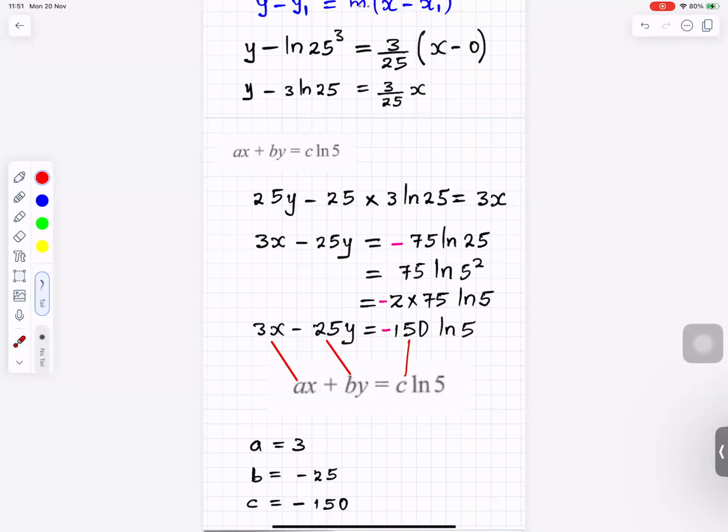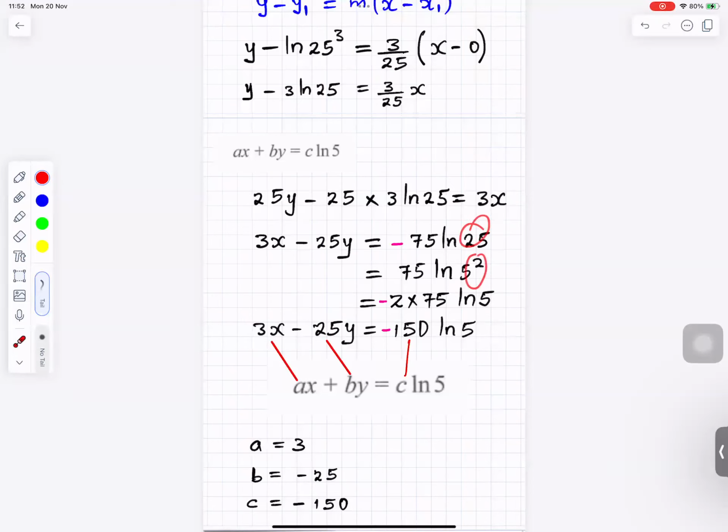And then you can rearrange it now. You multiply by 25, you get this next expression. And then you put the x and the y on one side: 3x minus 25y is equal to minus 75 ln 25. Now you can rearrange it to get the equation they want.